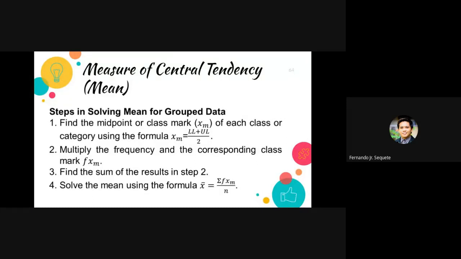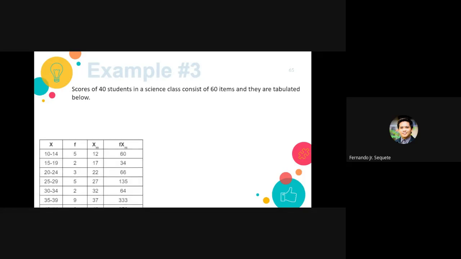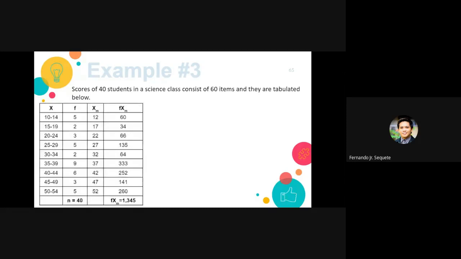Okay. Now let's try to look at the example para mas maintindihan. Scores of 40 students in a science class consist of 60 items. If you're going to look at our table, children, the table is in frequency distribution table. Naka-FDT na siya. Therefore, this example is considered to be grouped data. Nakuha?